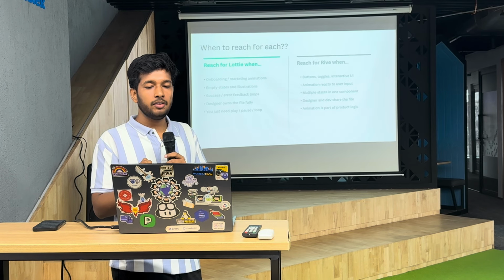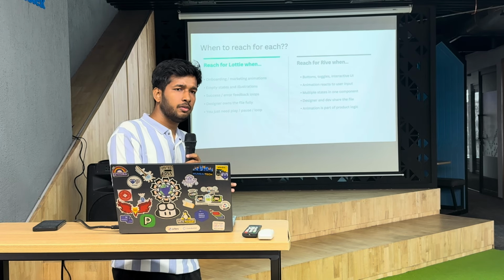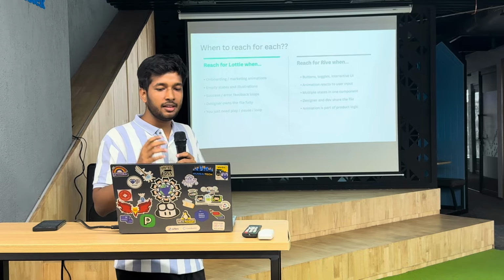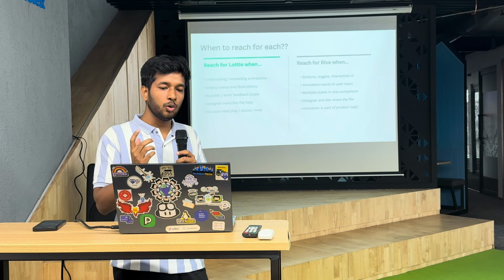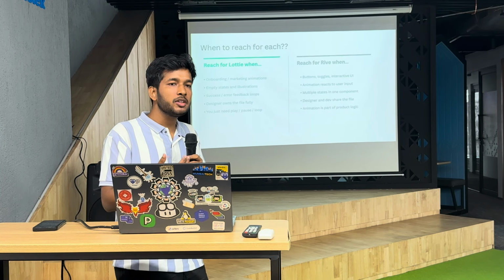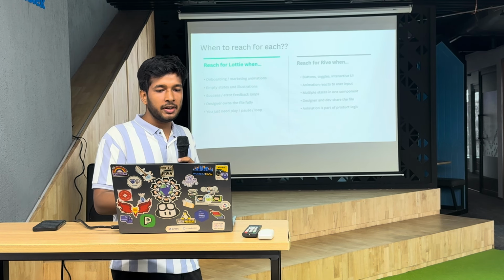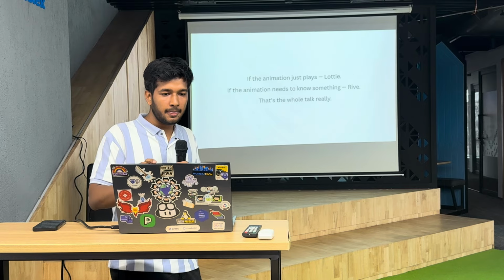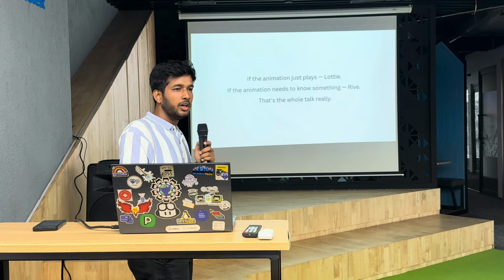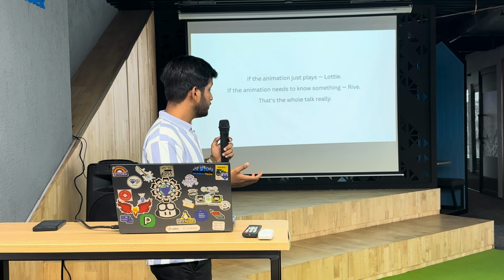But as I said, Rive requires a lot of interactivity, and it doesn't always look good on your home page. If your application doesn't rely on interactivity, it won't fit. Take the example of Duolingo. Duolingo has it because the whole application is based on interactiveness. But if Instagram used it, that wouldn't feel good, right? They won't get any retention or any good experience from that. So it totally depends on your use cases. The simple rule, I would say: if the animation just plays, use Lottie. Don't overhead yourself. And if the animation needs to know something, use Rive. That's the whole talk really.